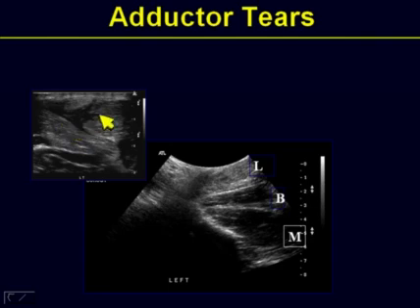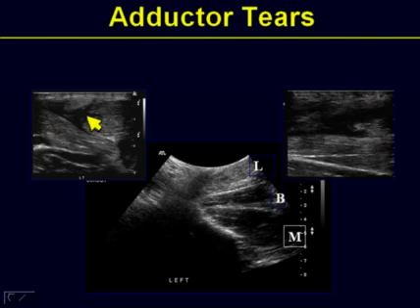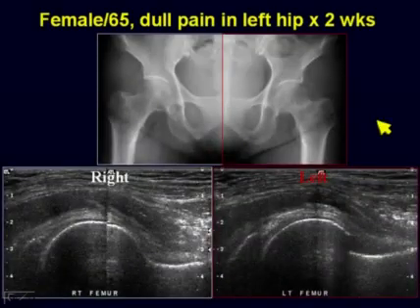In this case here, you see the hypoechoic defect, a measurable gap in this individual, now consisting indeed of an adductor tear. And from a short axis view, now you take a look at a long axis view. Now you can clearly see not only the retraction of the medial and lateral stumps, but also a large collection of hematoma interposed within this area.